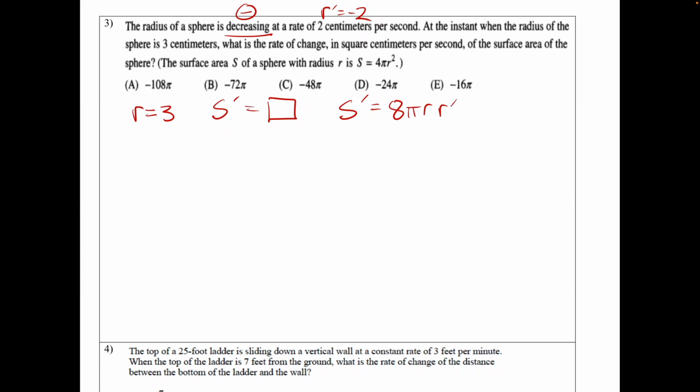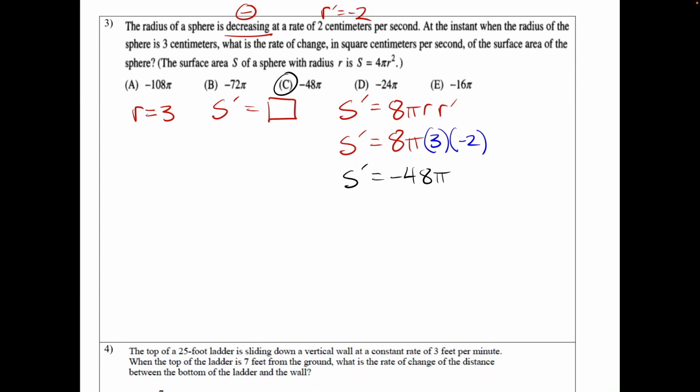All right, let's just fill in what we've got because we might be done. I think we are. So s prime in this case is equal to 8 pi, r in this case is 3, so plug in 3, and r prime in this case is negative 2. And I am indeed done. I just have to multiply these together. So 8 times 3 is 24, 24 times 2 is 48, and then we need to make that negative 48. So s prime is equal to negative 48 pi. And they didn't try to trick you and put a positive 48 pi, but the correct answer here is C.